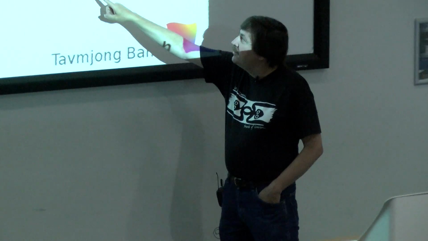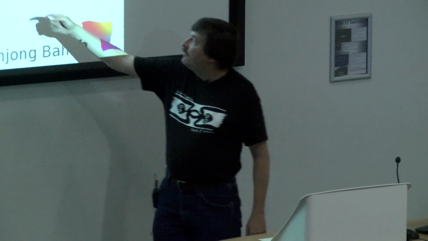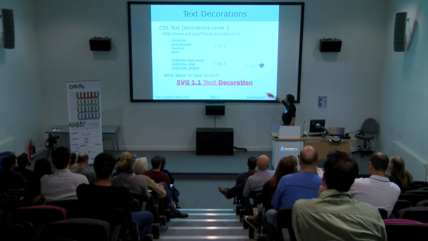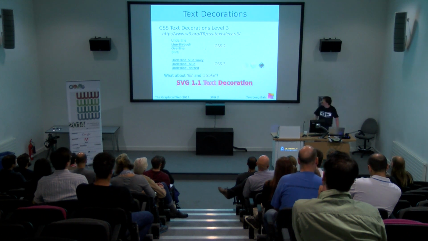SVG has a problem in that we don't just have one color that can be used for the line. We have a fill and a stroke. And so the working group, along with the CSS group, have to decide how we're going to handle that. How do I set the fill and stroke color on that? Because right now in CSS Text Decorations Level 3, you can only specify a single color. So that's something that has to be resolved before we can get that into SVG.